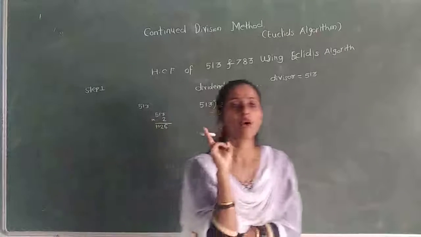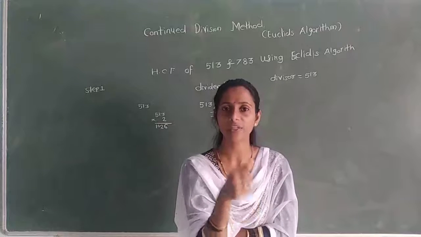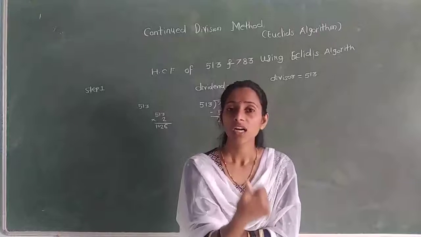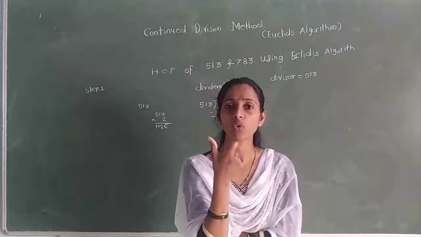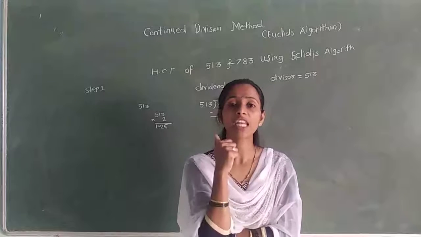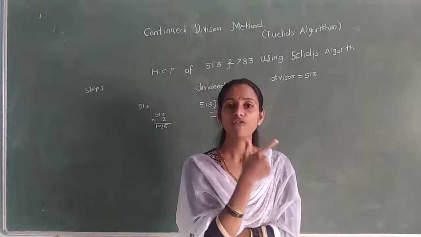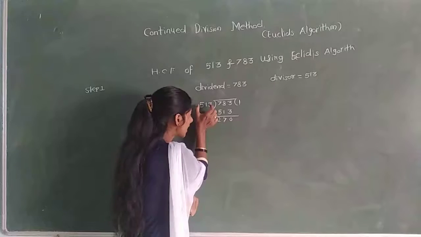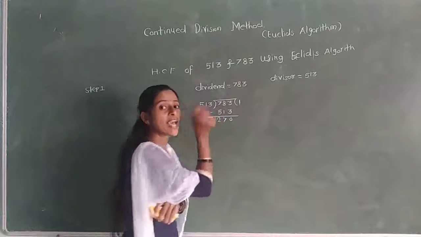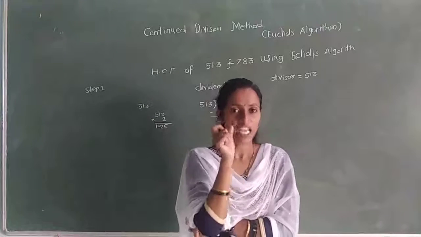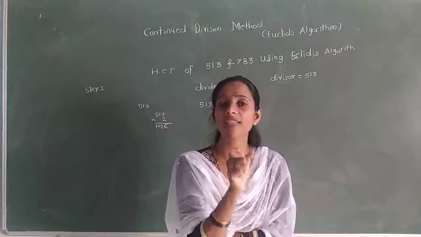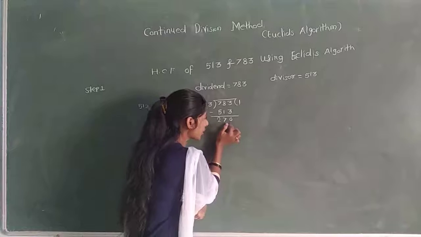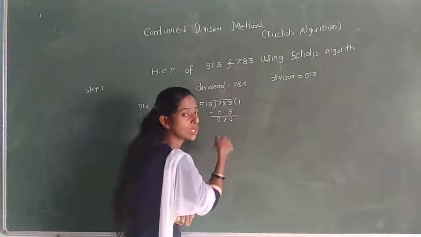Clear? First step, obtain the numbers and identify the greater number. Second step, take the greater number as the dividend and the smaller number as the divisor. Third step, find the quotient and remainder. If the remainder is 0, then the divisor is the HCF of the given numbers. But here 270 is the remainder, not 0, so go to the next step.